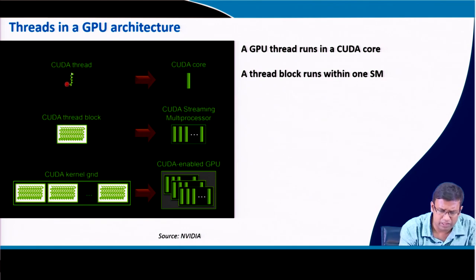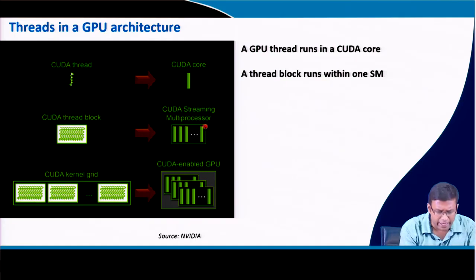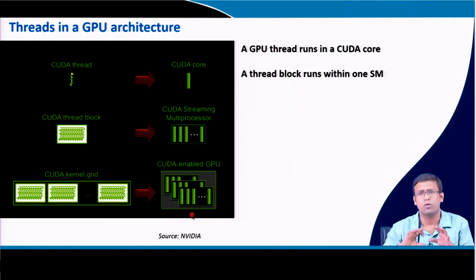So, a thread will go to a core, and the thread block will go to the streaming multiprocessor. The block also cannot be launched on its own. A block is launched as part of a grid, and the entire grid goes to the GPU. That means it populates all the streaming multiprocessors. A GPU thread runs in a CUDA core, and a thread block runs within one streaming multiprocessor.